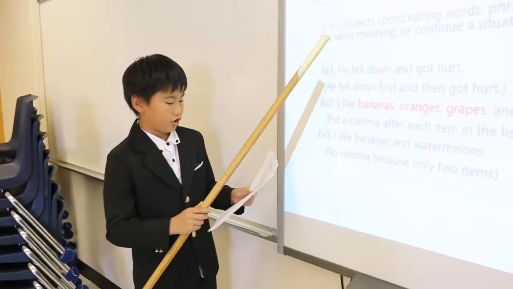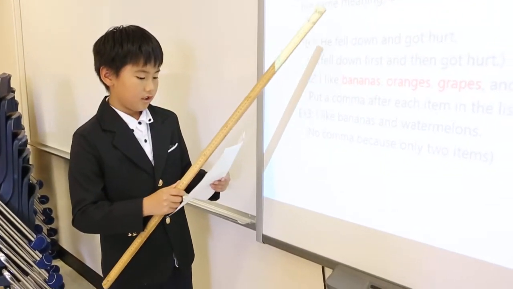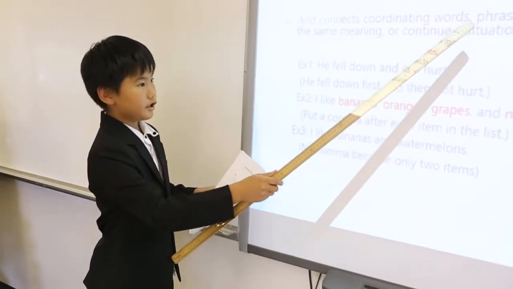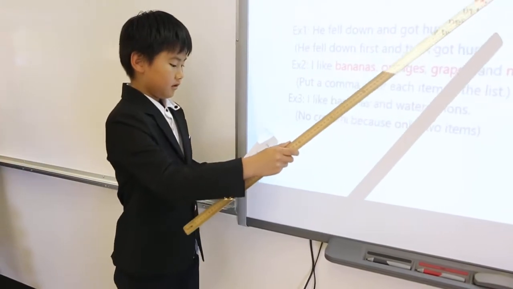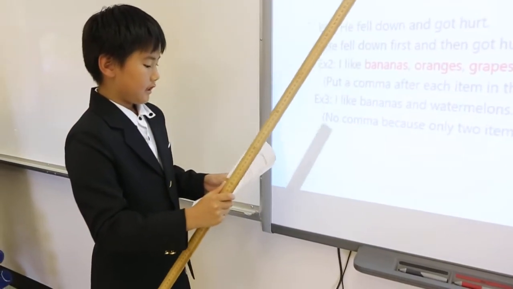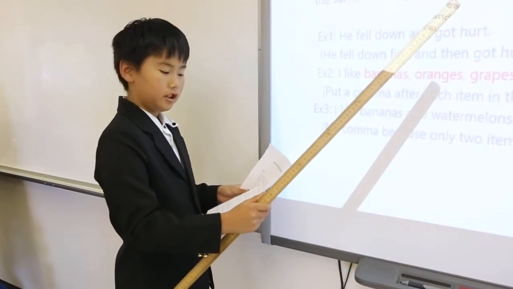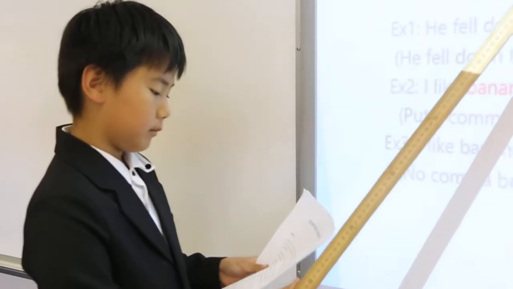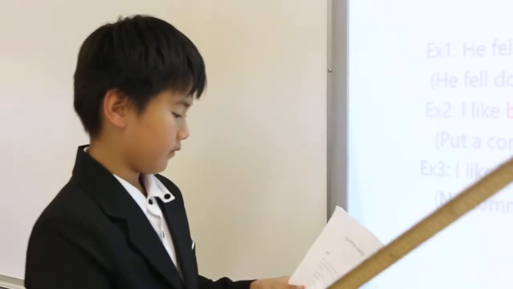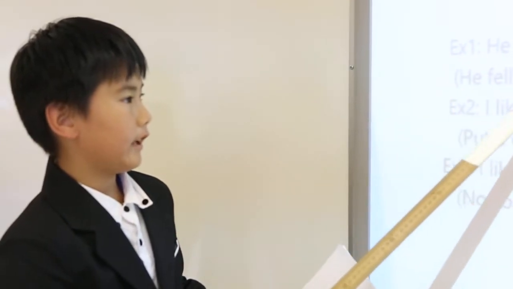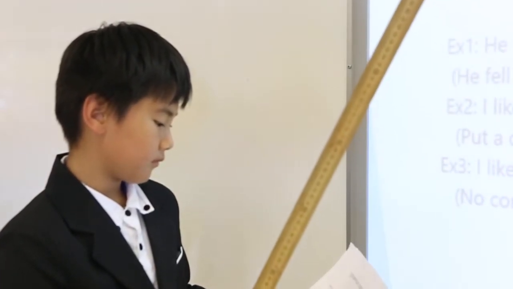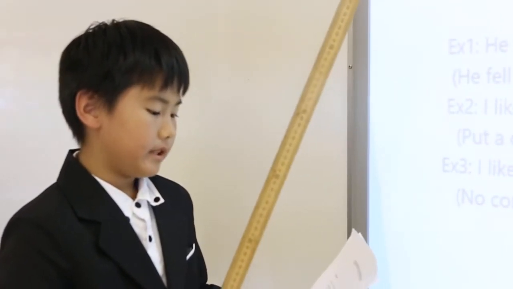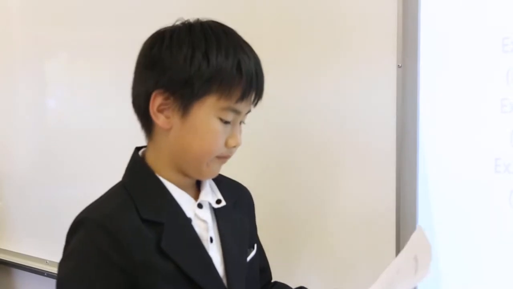And is a conjunction which is used to connect coordinating words, phrases, or clauses, which means ideas that have the same meaning or continue a situation by adding more information. For example, he fell down and got hurt. This means first he fell down, and the next thing that happened is he got hurt.